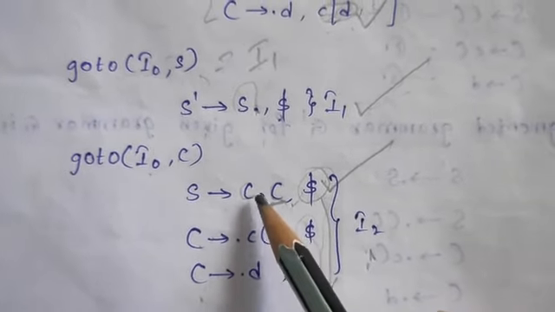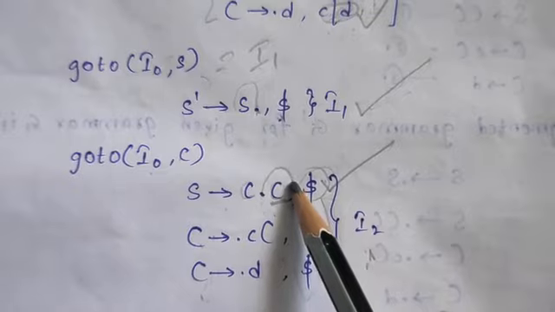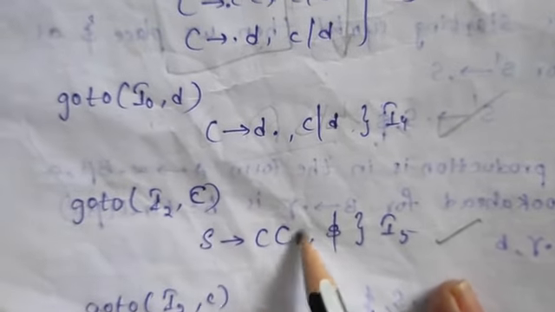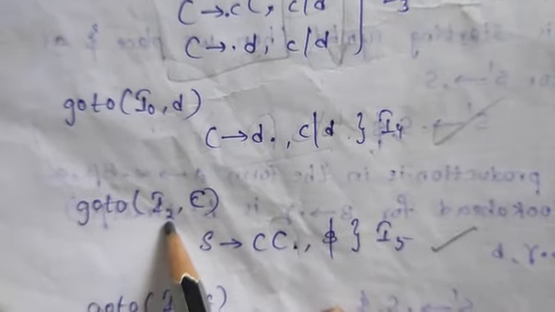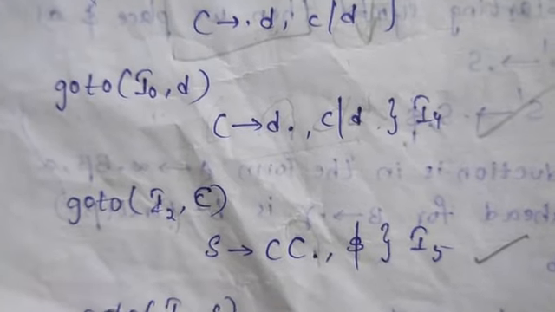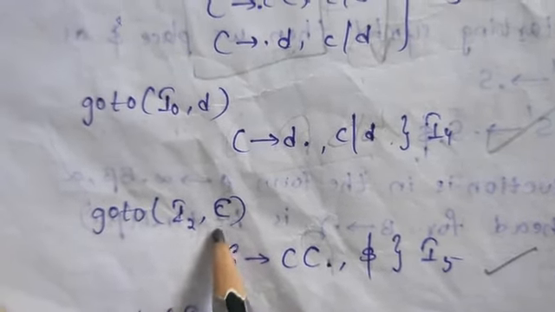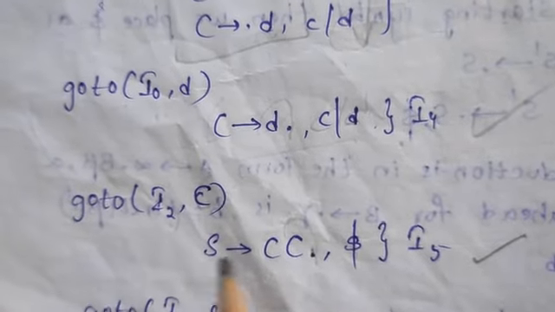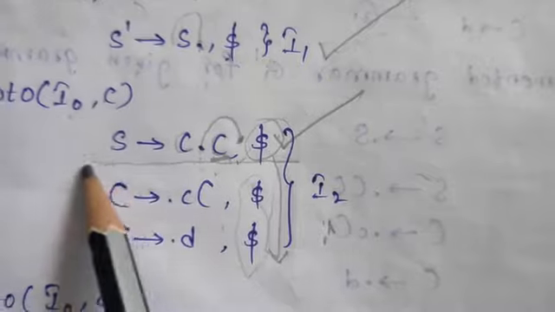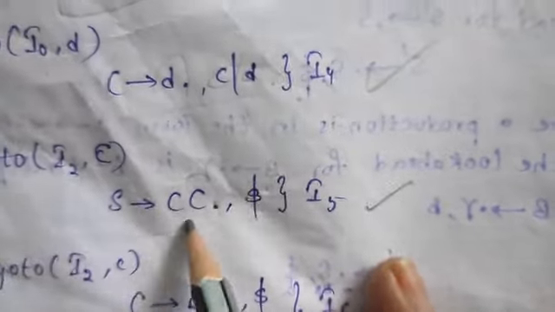In I2 the dot is moving by capital C. For that reason here we are placing the productions: S tends to capital C C, dot is moving by capital C. In I2, comma, dot is moving by capital C, so it should be indicated like go to I2 comma capital C. Here S tends to CC dot, the look ahead is whatever the look ahead of the productions in I2 is.